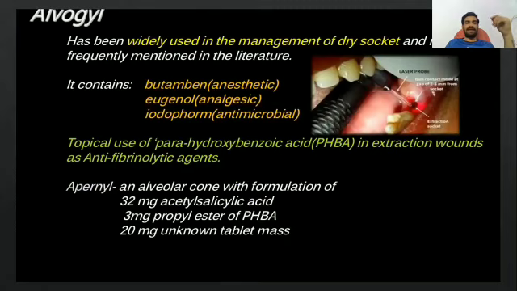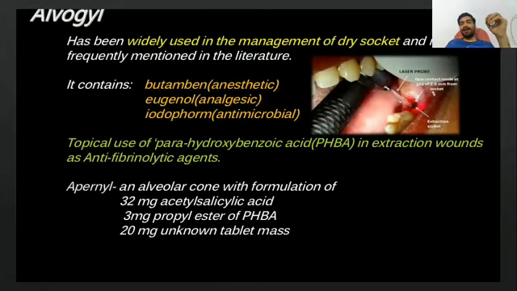Next, Alvogel has been widely used in the management of dry socket, and it is frequently mentioned in the literature, right? It contains butamben, which is an anesthetic which prevents pain. Eugenol is an analgesic which prevents pain. Butamben acts as an anesthetic, and iodoform acts as an antimicrobial agent.